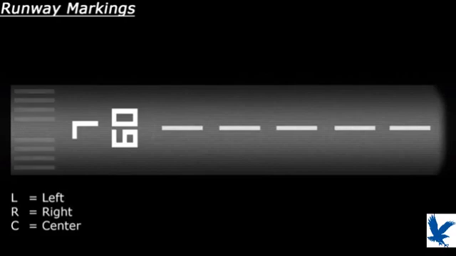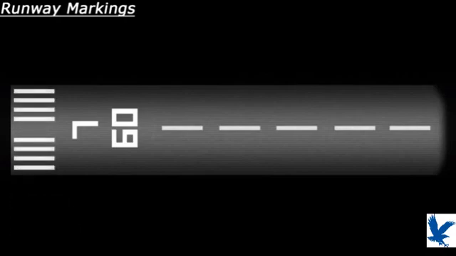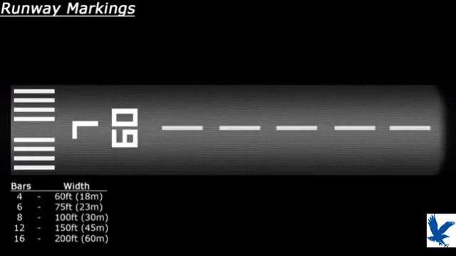Next up, you have multiple white bars at the end of the runway. These are called the threshold markers, and they identify the end of the runway. The number of bars painted also indicates how wide the runway is. So this is a little bit of information that I found online. I believe this was originally taken from FAA documentation. According to this, the runway in my example would be 100 feet wide.